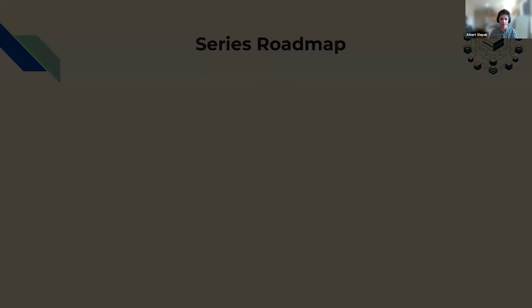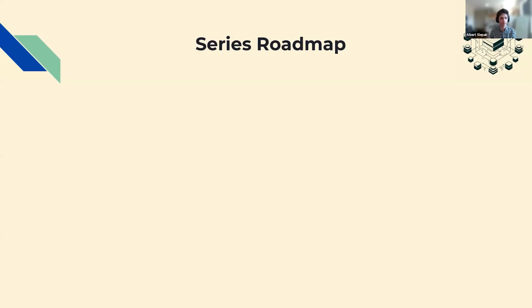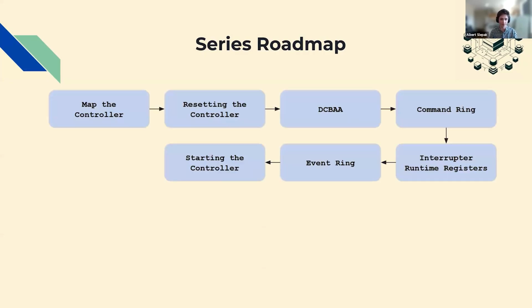So let's now talk about the roadmap and how the series and the YouTube tutorials take these 4 concepts and break them down into a sensible roadmap that the viewers can follow. First, regarding the controller setup, it first talks about what an xHCI controller is, like, what are the requirements for the kernel to even start with this? And focus on mapping the controller from the PCI memory into the kernel's memory address space.